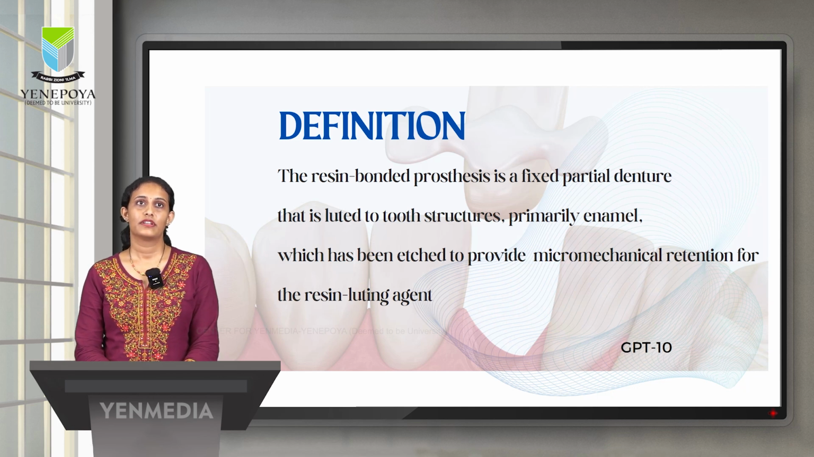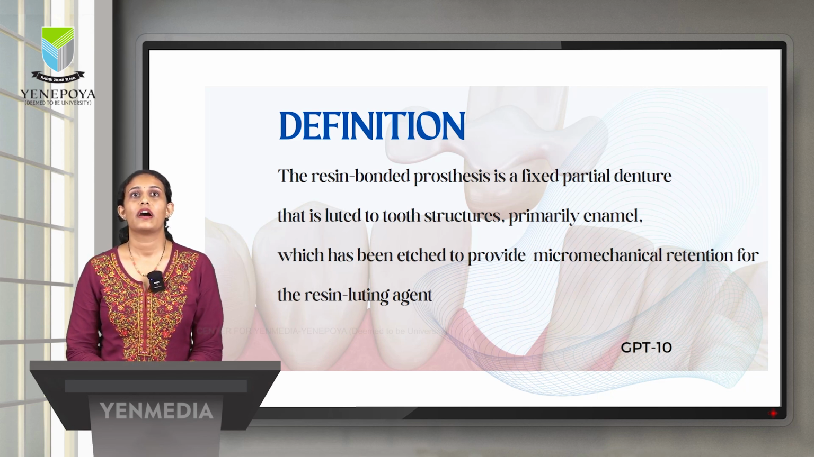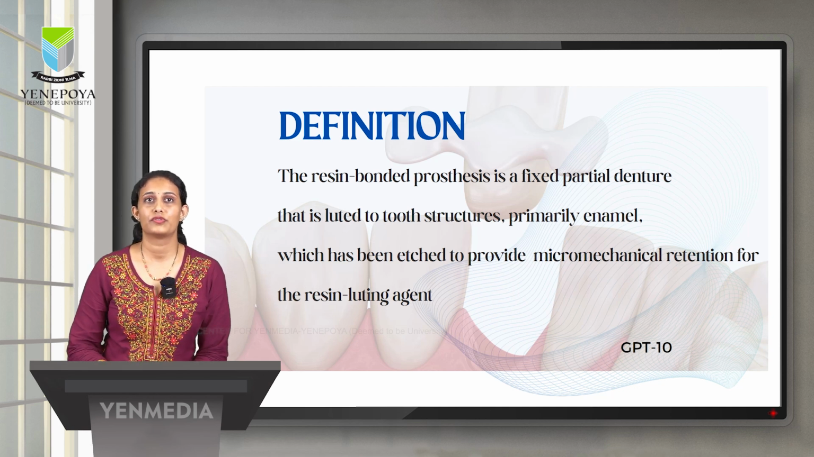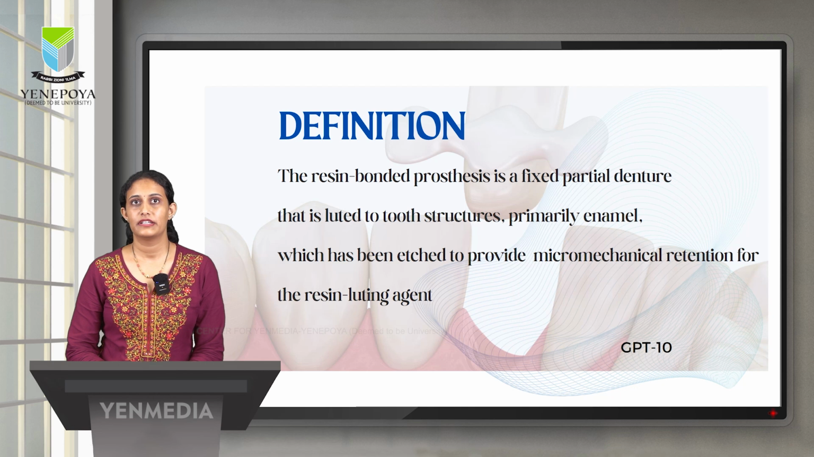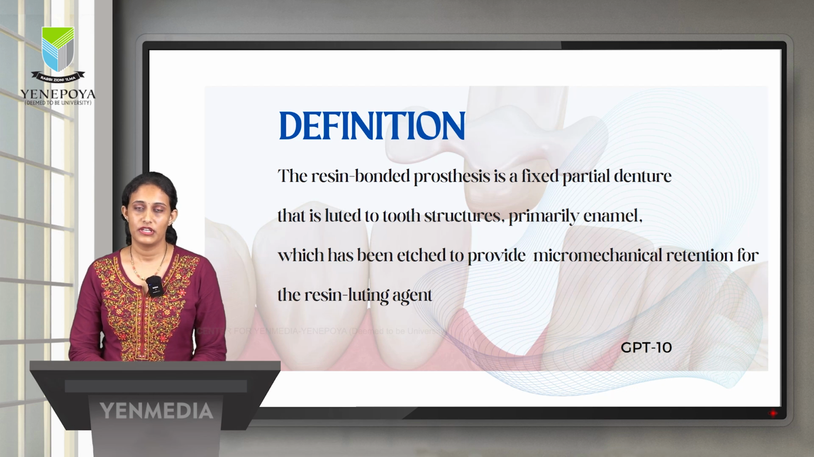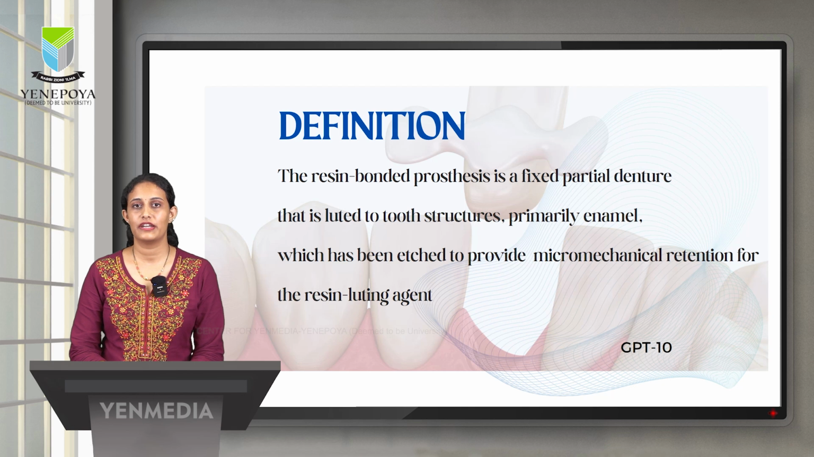By definition, resin bonded bridges are a fixed prosthesis or a fixed partial denture that is luted to the tooth structures, primarily the enamel, which has been etched to provide micromechanical retention for the resin luting agent. This definition has been given in the Glossary of Prosthodontic Terms, edition 10.